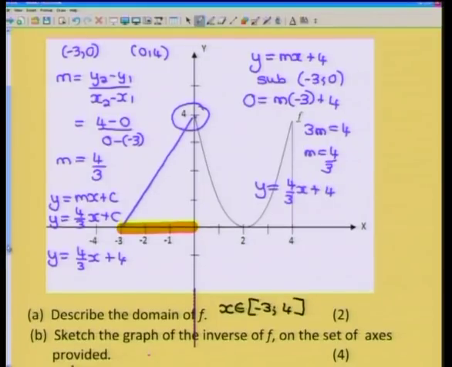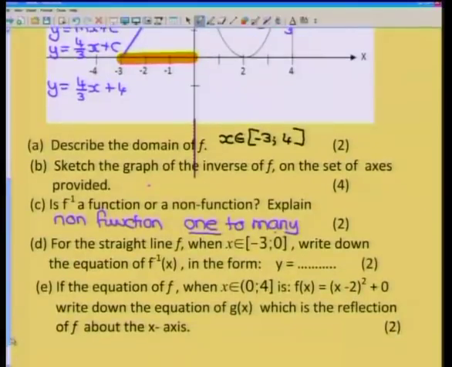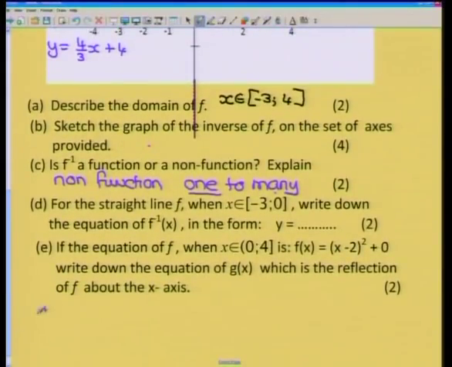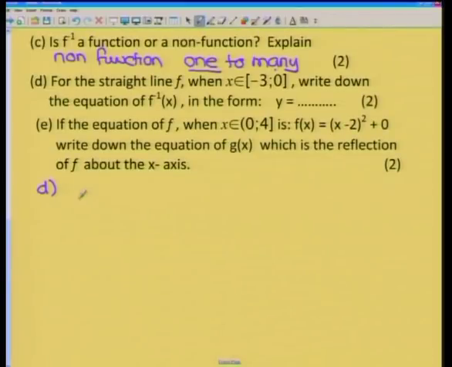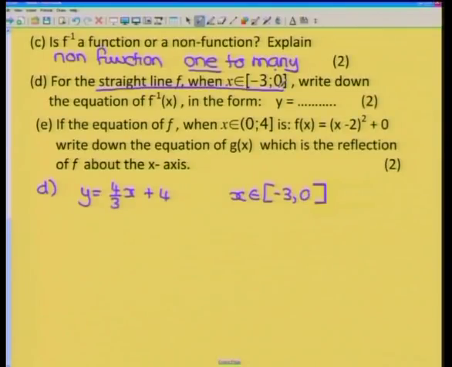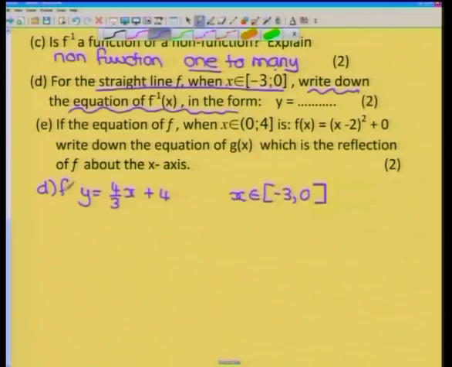Now, we've got the equation of f, so let's go down to it and put it in there because we need to know it for now. So d, we know it's going to be y equals 4/3 x plus 4. And remember, that is for the interval x, an element of minus 3 to 0. So we've got this part. We now must do the actual question, which says write down the equation of f to the minus 1. So remember, we said to you that this was your original. In fact, let's keep it in that color for now.